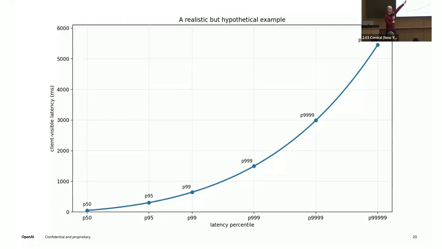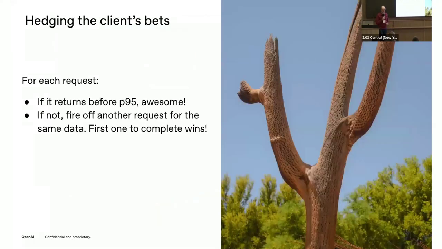And you can see that this is curving the wrong way. We don't like that, okay? And so how do we deal with this? Well, what we're going to do is called hedging. When a client makes a request to read some data from storage, we're going to see what happens.